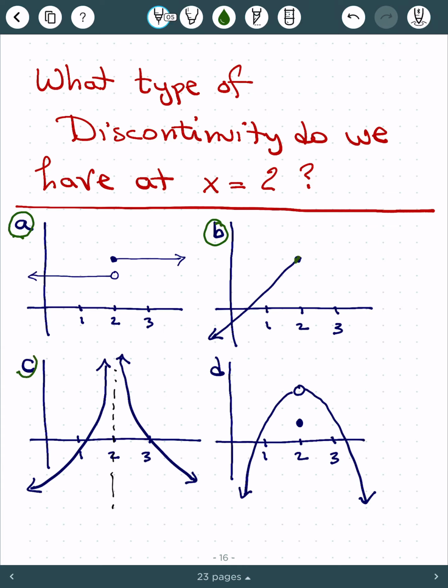How about C? So the presence of that vertical asymptote is giving us an infinite discontinuity. And then finally this one here at D, that's a removable or point discontinuity. And remember, the fact that there is a point down here that is at x equals 2 is fine, but we've got that hole right here.